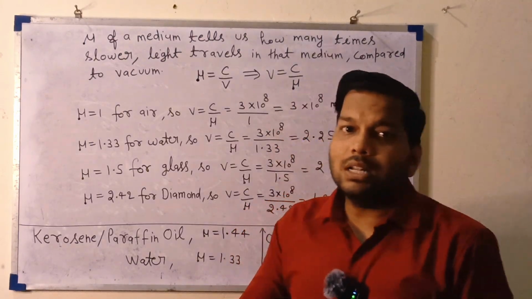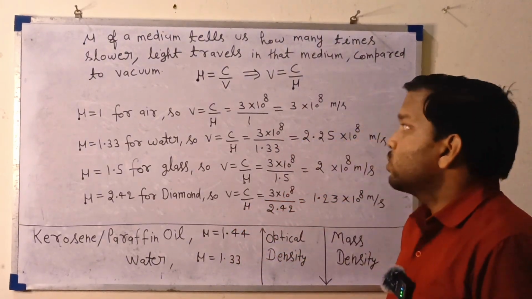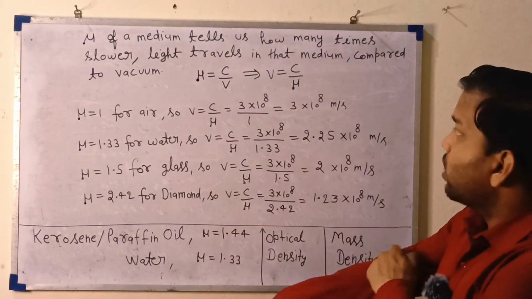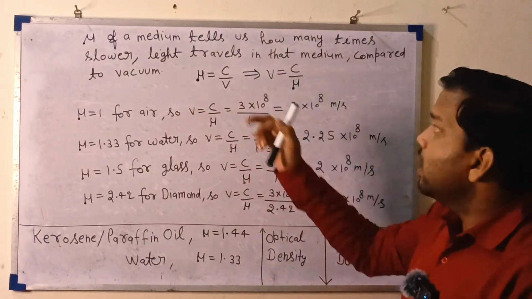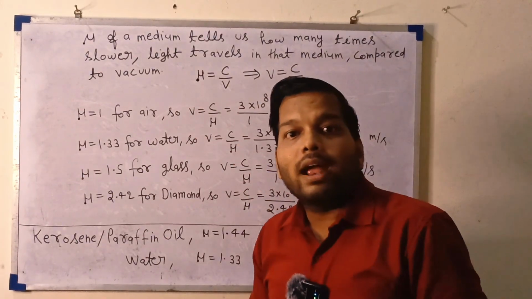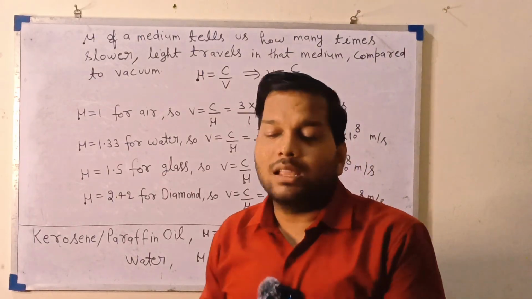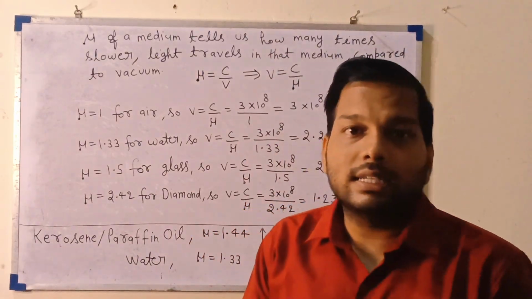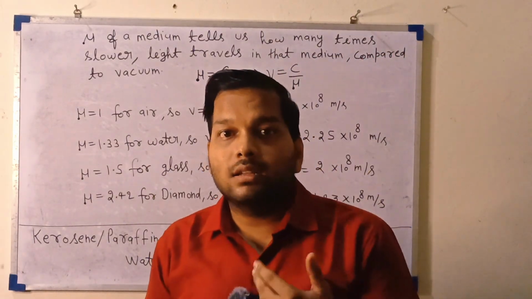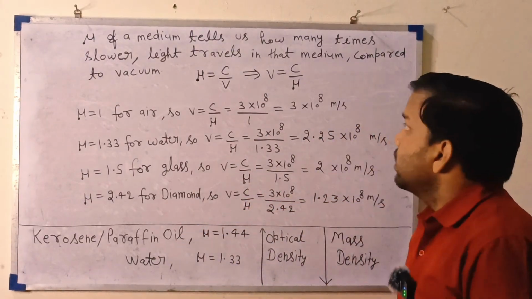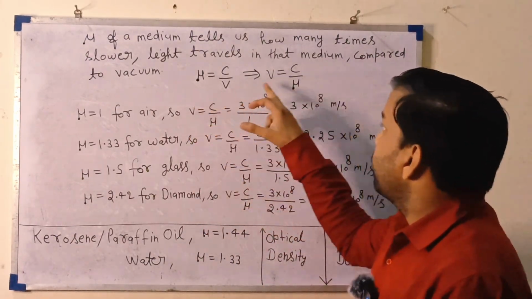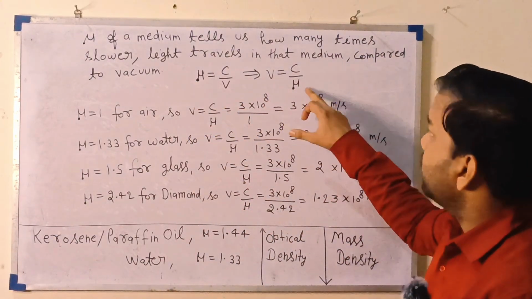Okay, light travels slower. So the formula for refractive index is mu is equal to c upon v, where c is the speed of light in vacuum and v is the speed of light in a medium. Medium like air, water, glass, diamond, alcohol, honey, etc. Okay. From here we can have the value of v, which is equal to c upon mu.